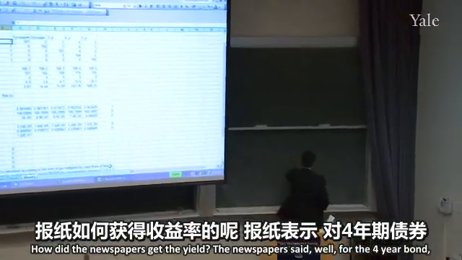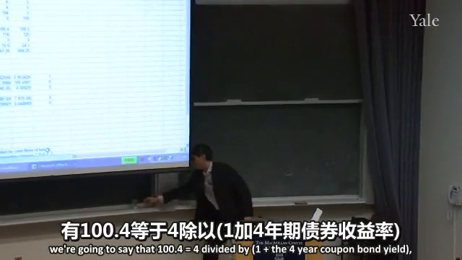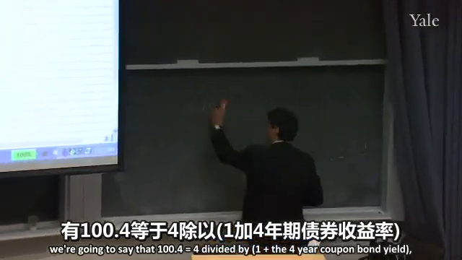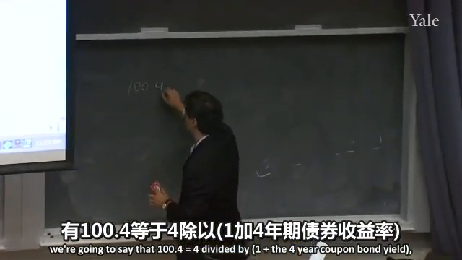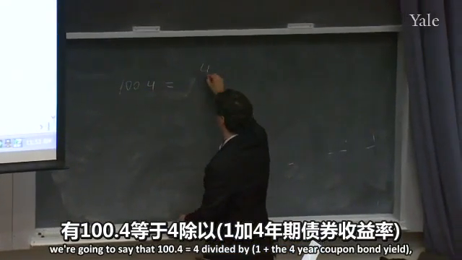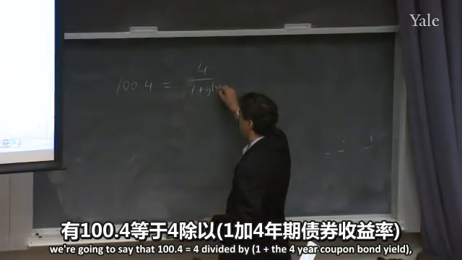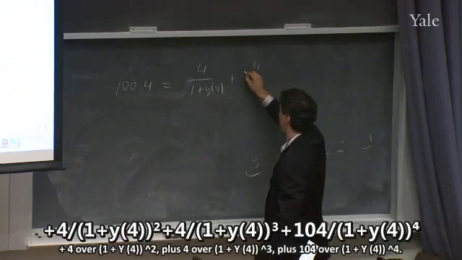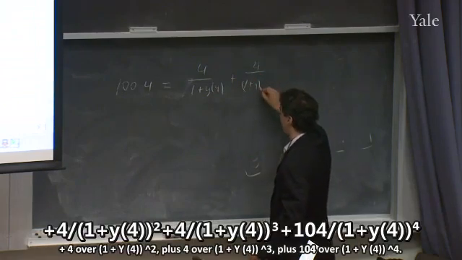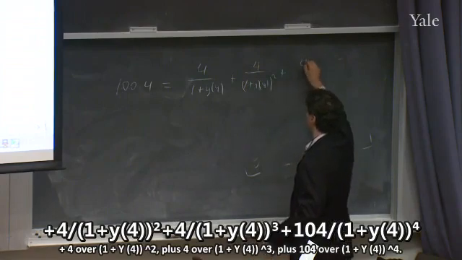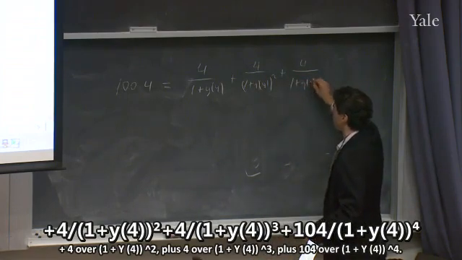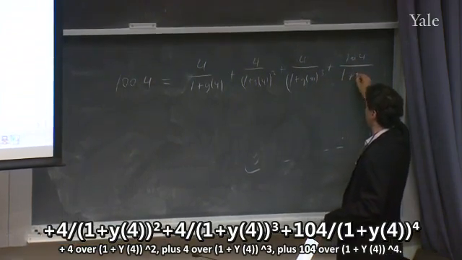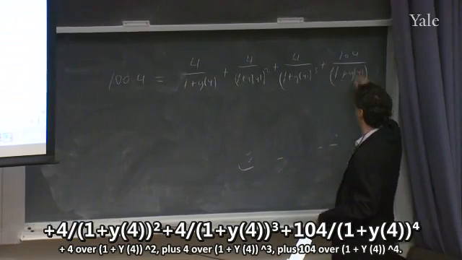The newspaper said, well, for the 4-year bond, we're going to say that 100.4 equals 4 divided by 1 plus the 4-year coupon bond yield, plus 4 over 1 plus y of 4 squared, plus 4 over 1 plus y of 4 cubed, plus 104 over 1 plus y of 4 to the 4th.